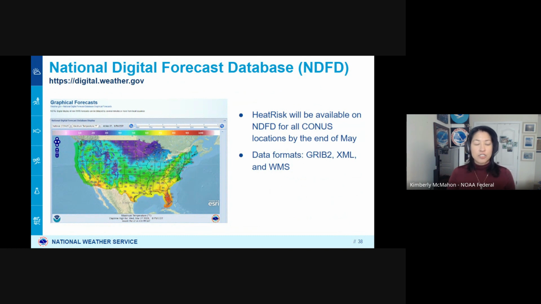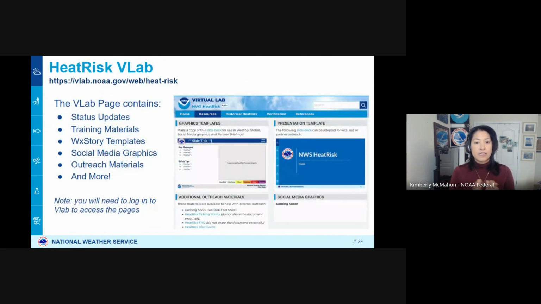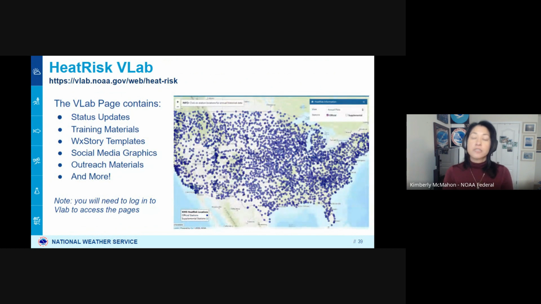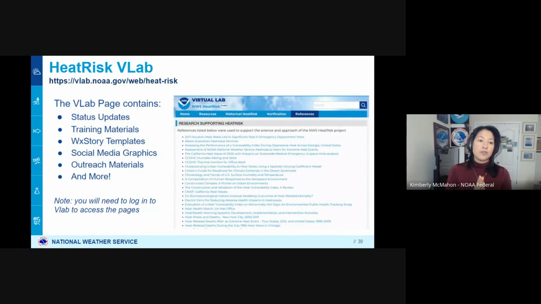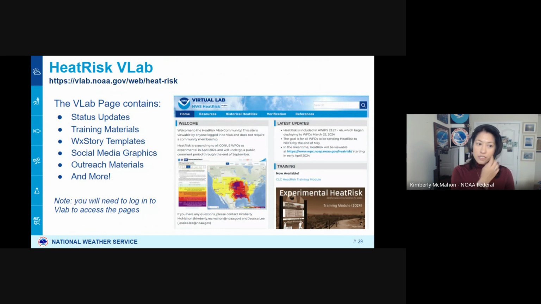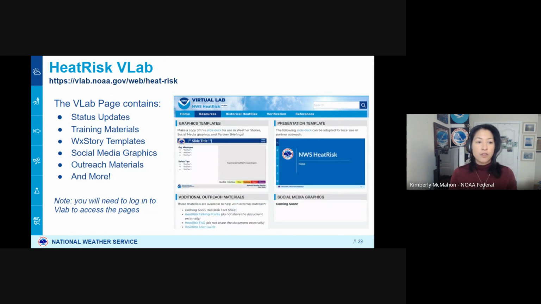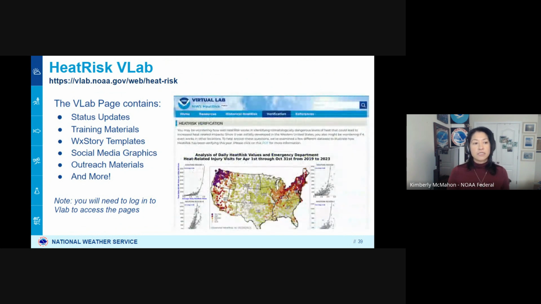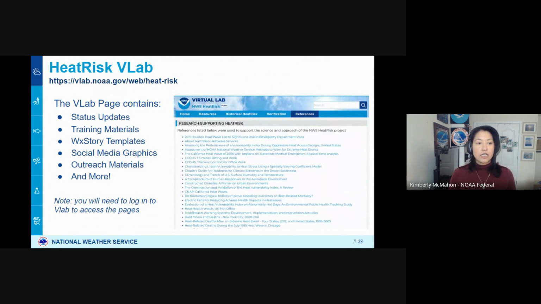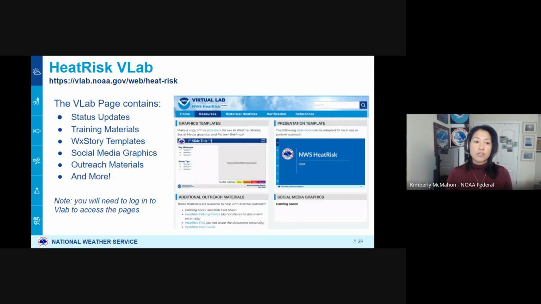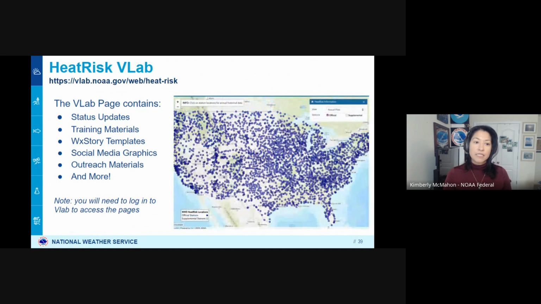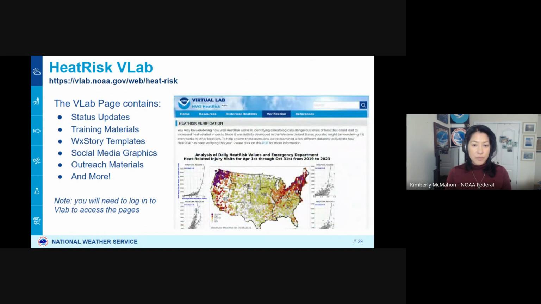And additionally, as I mentioned earlier, by the end of May, heat risk grids will be available for all CONUS on NDFD. And the Heat Risk VLab site also has a wealth of information. You'll be able to access the plots on the historical website, along with additional information about heat risk itself. And in addition, the VLab site contains training materials, weather story templates, outreach materials, and more.